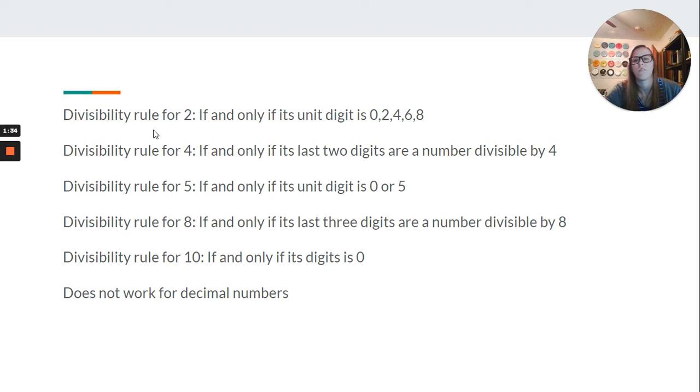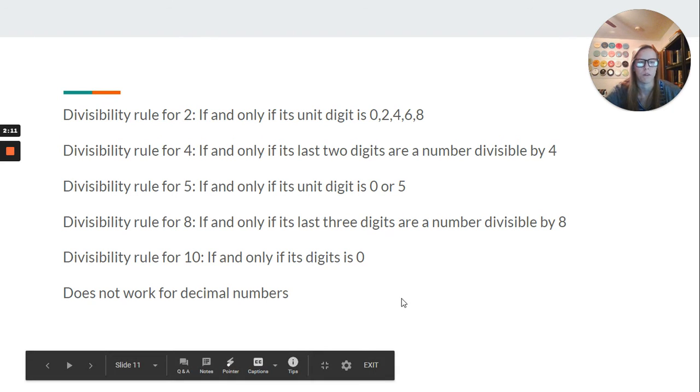Now divisibility. So let's review. Divisibility rule for 2 is if and only if its units, that's the last digit, is 0, 2, 4, 6, or 8. Divisibility rule for 4, if and only if its last two digits are a number divisible by 4. Divisibility rule for 5, if and only if its unit, again last digit, is 0 or 5. Divisibility rule for 8, if and only if its last three digits are a number divisible by 8. And for 10, if and only if its unit digit, so the last one again, is 0.